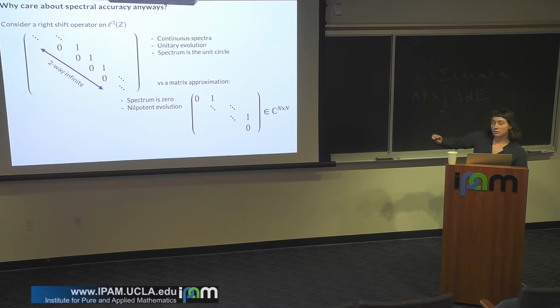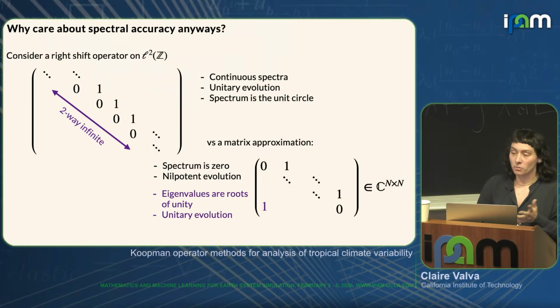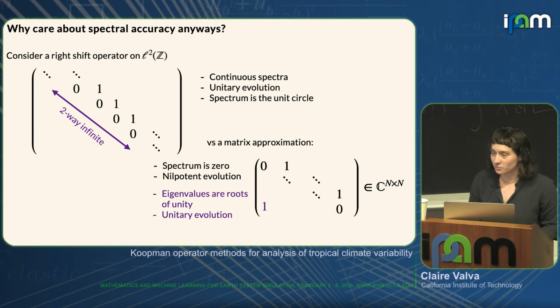But for this one example, just so I don't get accused of cheating, it's pretty easy to fix. You can pop a 1 on the bottom left diagonal, make it from a right shift to a circular shift, and then we get our spectral properties back. Eigenvalues are the roots of unity, unitary evolution. But again, it's not the best least squares approximation. And that's not necessarily what we'll be showing today, but the choice might be important depending on your application.